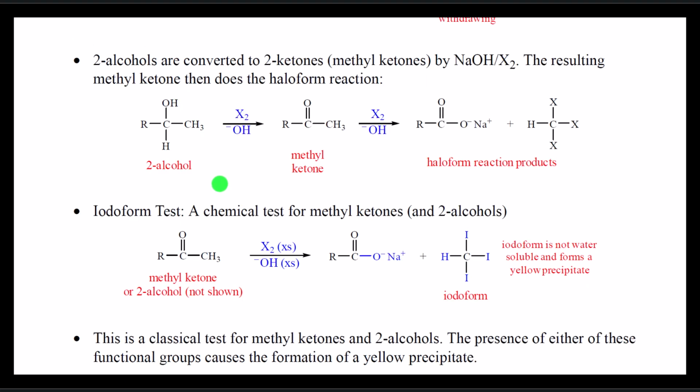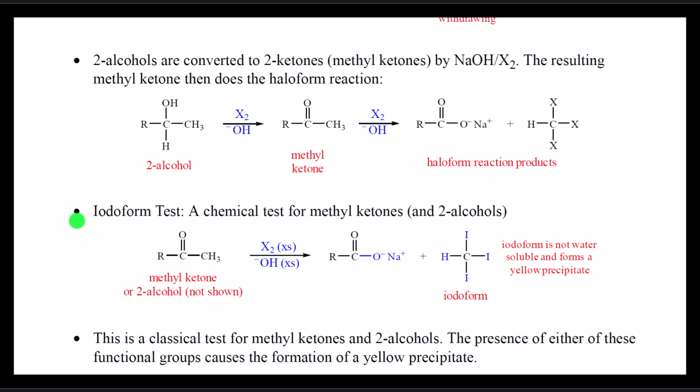This reaction also works for 2-alcohols, which are not ketones and can't do the deprotonation initially. However, it turns out that sodium hydroxide and halogen can oxidize the secondary alcohol to a ketone, which is now a methyl ketone. It then goes on to do the haloform reaction and give the same products.